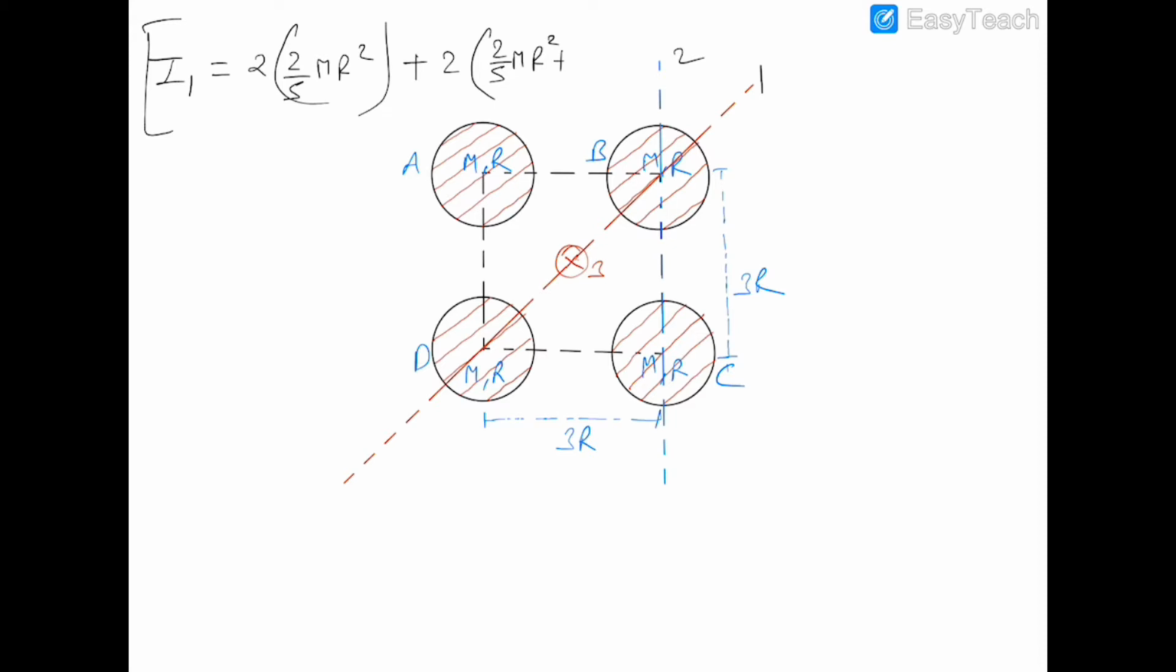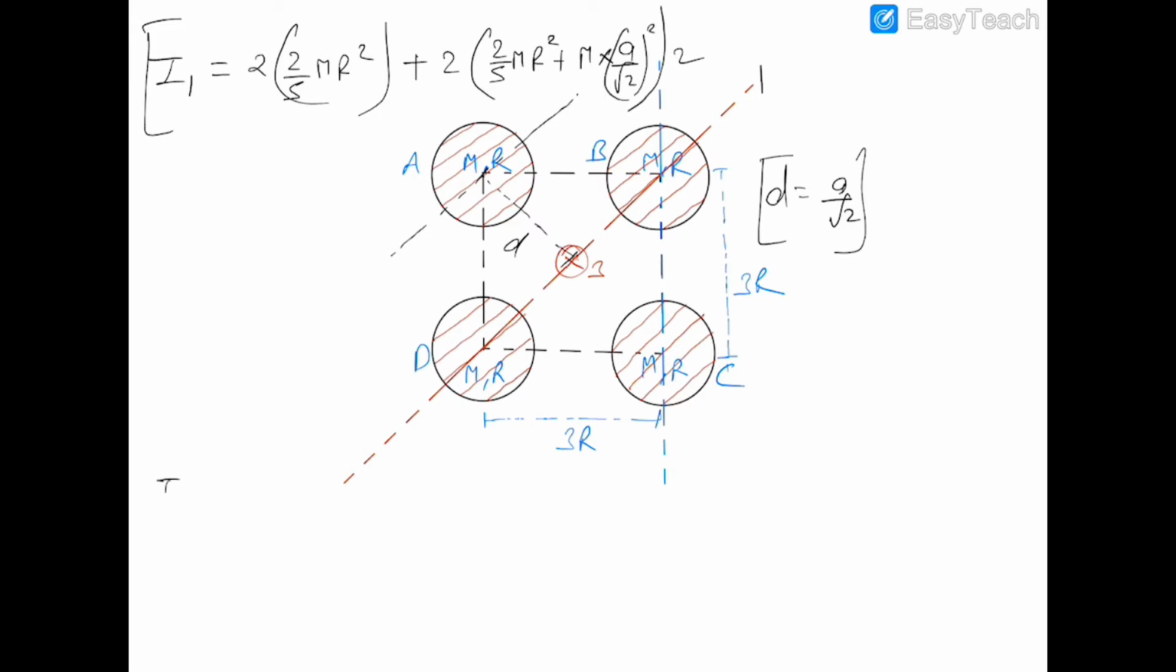Now we have already located that this axis is parallel to axis number 1, and this is also passing through sphere A. So the moment of inertia of sphere A about this axis 1 would be I COM plus m into this distance d square, and we know that this distance d is equal to a by root 2. So this is m into a by root 2 whole square.